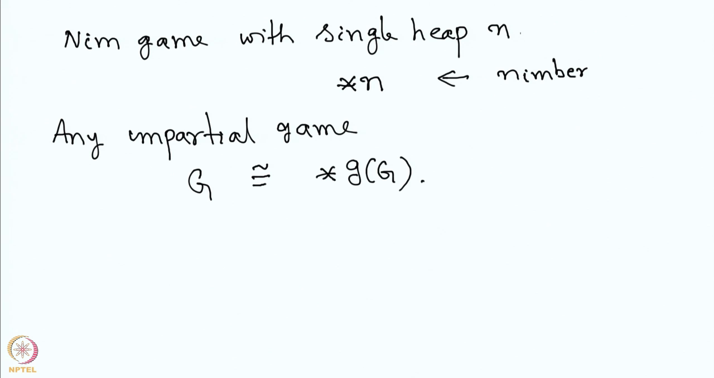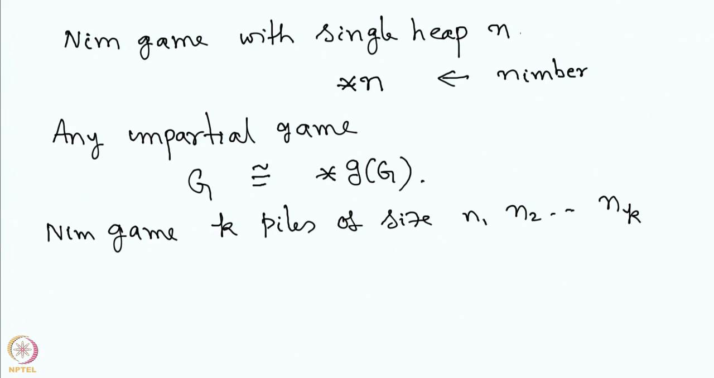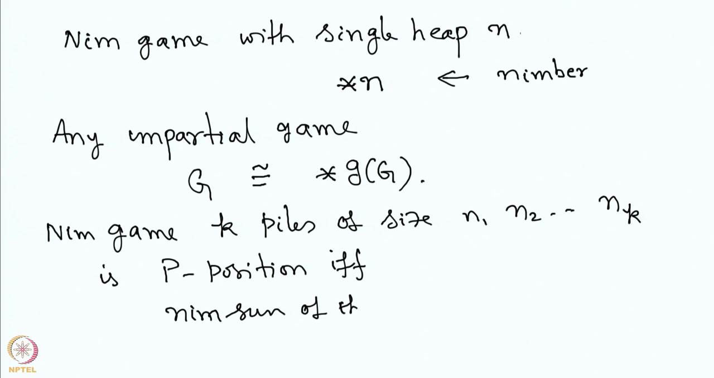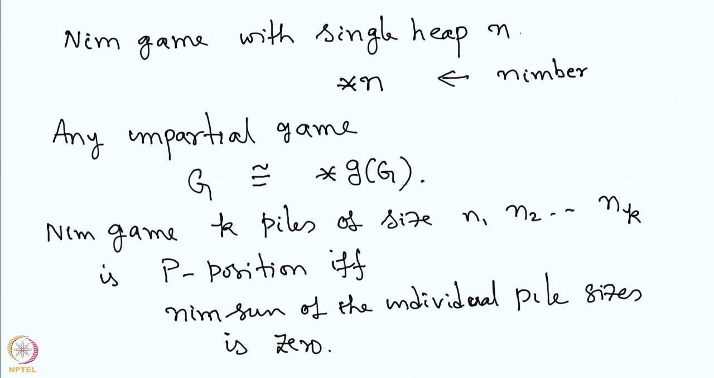This requires us to introduce certain facts, but before that let me mention the following thing. Let us look at the NIM game with k piles of sizes n1, n2, ..., nk. This is a P position if and only if the NIM sum of the individual pile sizes is 0. This is a fact that we have proved even while proving the strategy for NIM games.